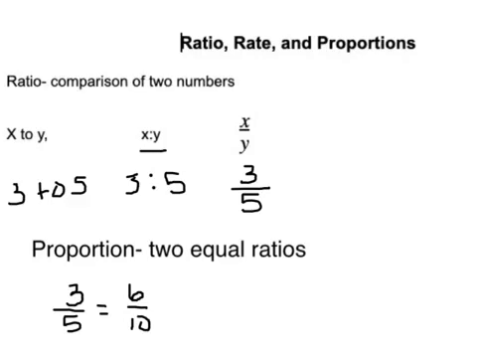The second way of telling whether or not something is a proportion is to cross multiply. So if we do 5 times 6, multiplying across our equal sign, we get 30. If we do 3 times 10, we get 30, and because these two numbers are equal to each other, we know we have a proportion.